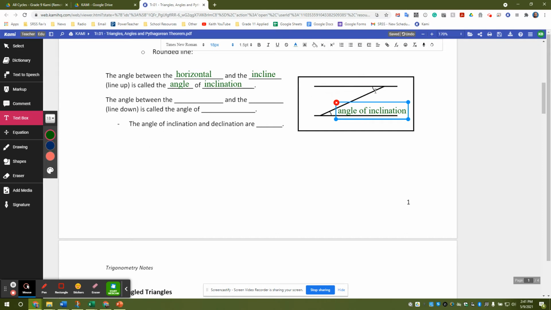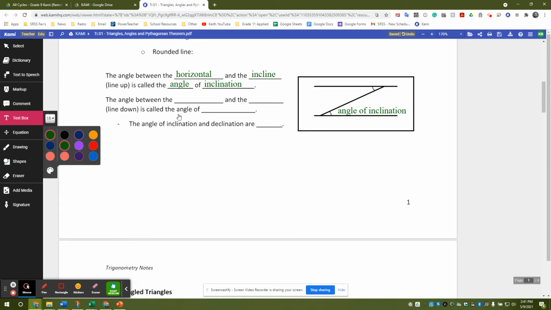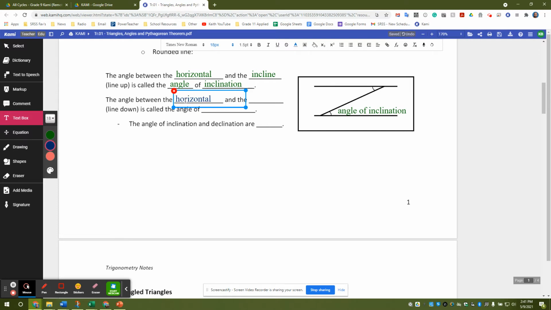Now we also have this angle right here, which is between the horizontal and our decline. Okay, so the angle, and this will be very similar, between the horizontal and the decline. Okay, so a line down. So that's this one here. So this is a line down. Okay, so incline, we could think of it going between. This is the angle going when we're going down. It is also called the angle of declination. Okay, so it's angle of declination.